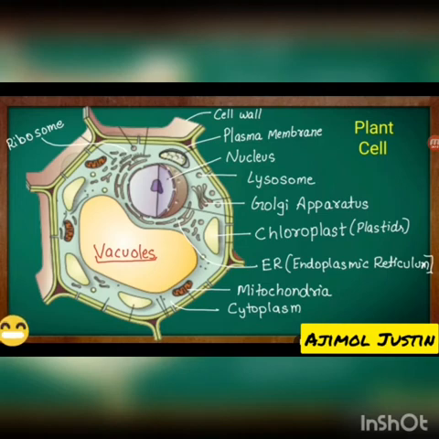And the major portion of the plant cell is filled with a vacuole, which is a characteristic feature of plant cell. That means vacuoles are absent or very small in animal cells. Now let us learn this in detail.